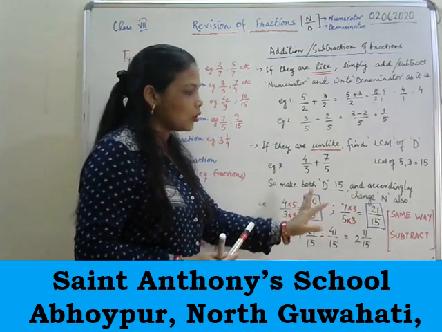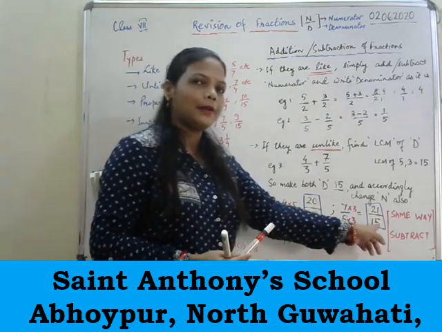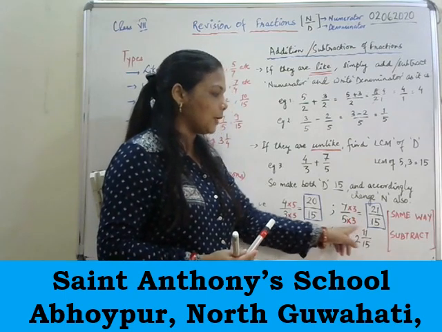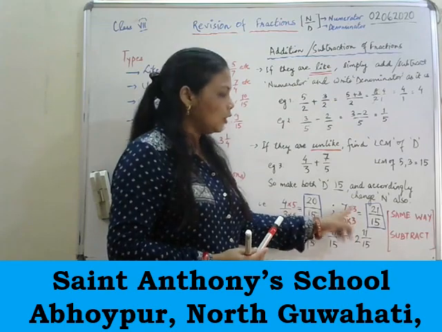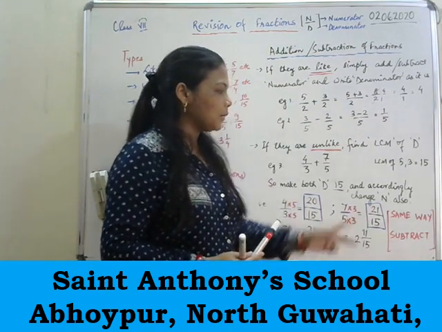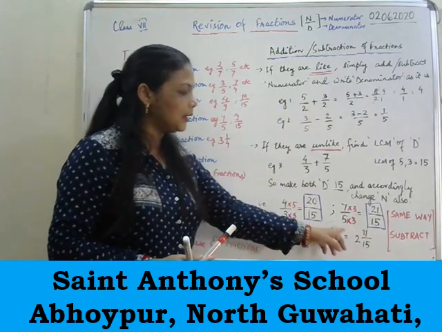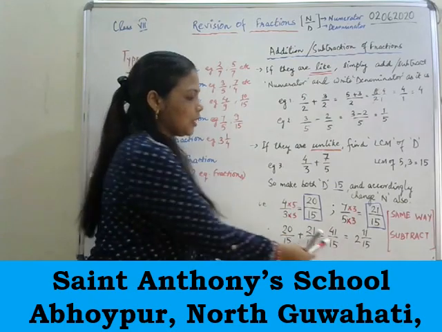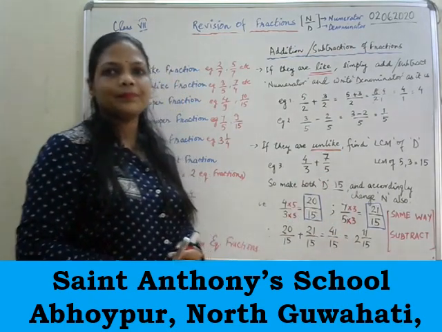Now these steps are already clear to you. Next is 7 by 5. I want to change my 5 to 15. So what I did, I multiplied 5 with 3. If you are multiplying 5 with 3 in the denominator, you have to follow the same rule in the numerator. The new fraction is 21 by 15. Now both of them are like. Again the same method, adding only the numerators. So 20 plus 21 will be 41. 41 by 15 can be written as 2 whole 11 by 15.